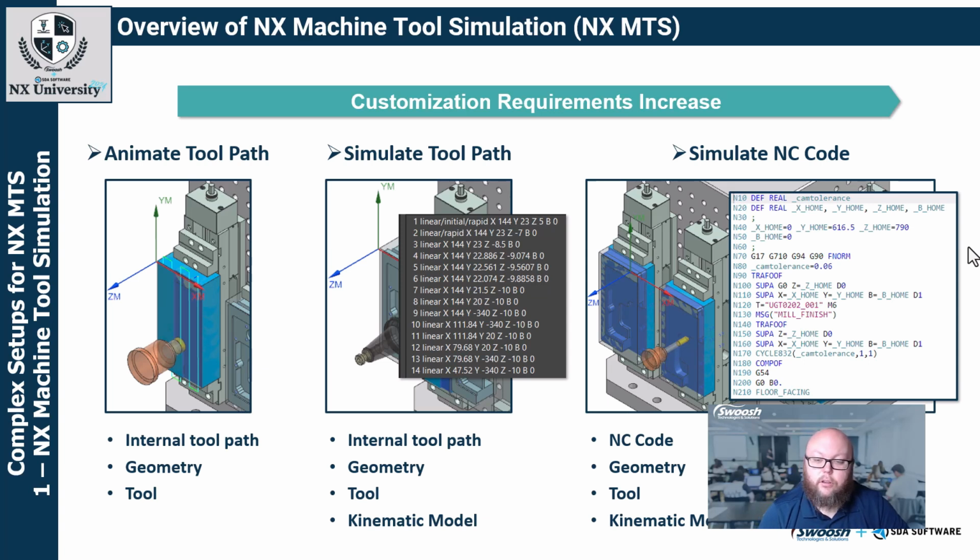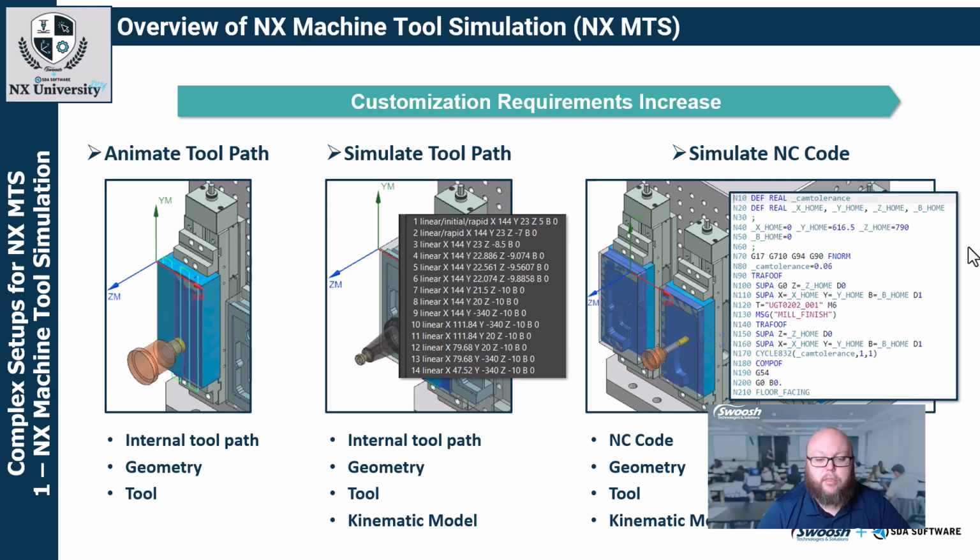So now, instead of looking at the internal toolpath, we're going to be simulating the NC code along with your part geometry, tool geometry, and the kinematic model of the machine. So this is kind of getting to the highest level of simulation that we're going to talk about here today. And the big benefits here are this is getting close to being a one-to-one digital twin of your machine tool.